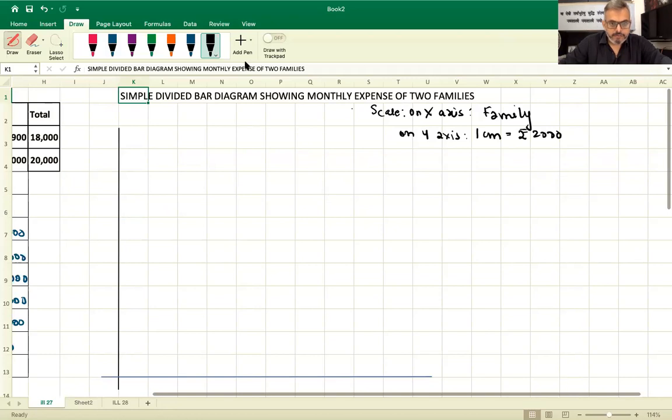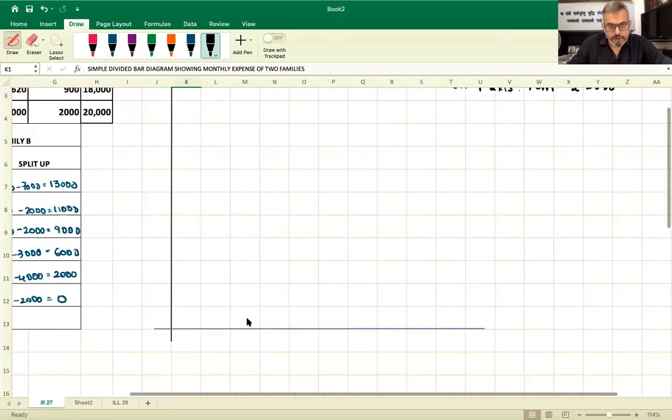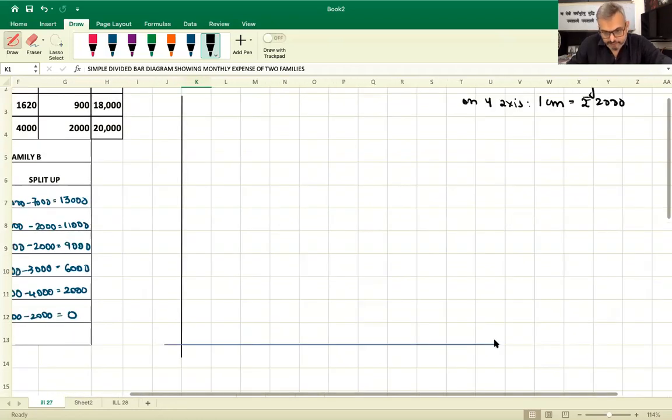Now let's start plotting. Now over here on the x-axis you can see over here we take family. So now family को कैसे plot करेंगे? ध्यान दो, ये फर्स्ट सेंटीमीटर है, ये सेकेंड सेंटीमीटर है, ये थर्ड है, ये फोर्थ है, ये फिफ्थ है, ये सिक्स्थ है, ये सेवेंथ है, ये एट्थ है, ये नाइन्थ है. ओके, ऐसे सेंटीमीटर्स है तुम्हारे ग्राफ पेपर में.